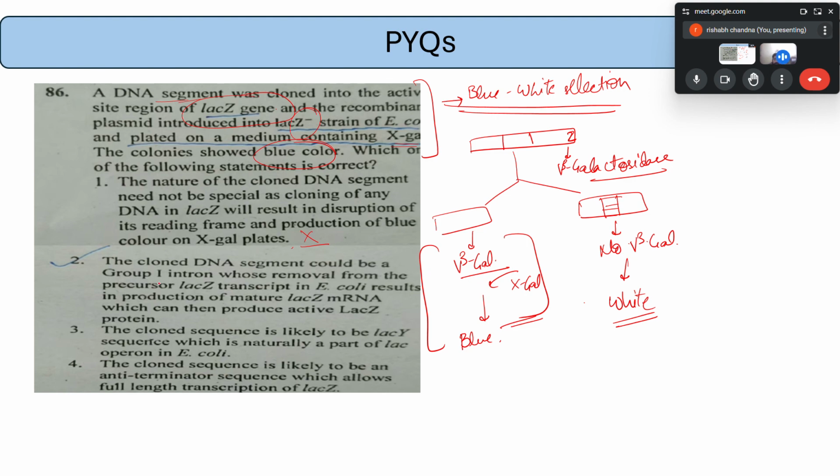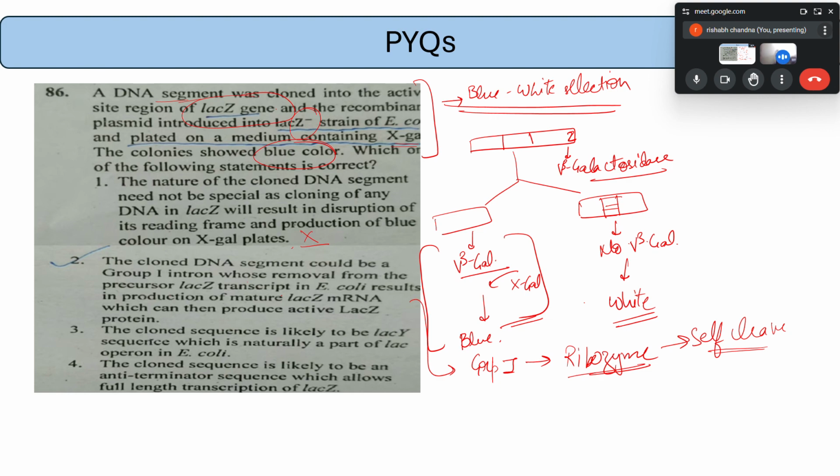The cloned DNA segment could be a group 1 intron whose removal from the precursor LacZ transcript in E. coli results in the production of mature LacZ mRNA, which can then produce active LacZ protein. Okay, so this can be the case because, as you all know, a group 1 intron is basically a ribozyme, so it can self-cleave. If there were a group 1 intron in the system, it would be removed during expression, and the original gene is reconstituted following the production of the beta galactosidase.